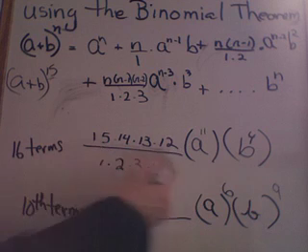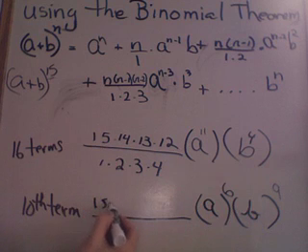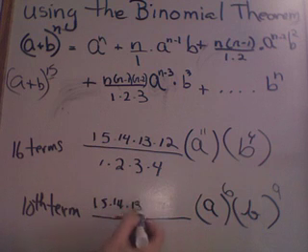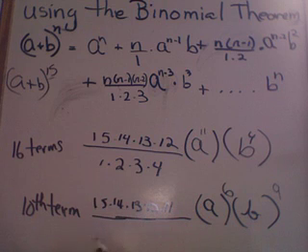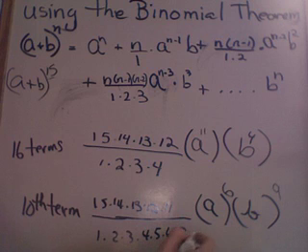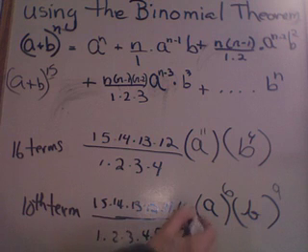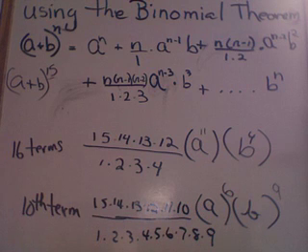What numbers am I going to write up here? 15 times 14 times 13 times 12 times 11. What am I going to write underneath here? 1 times 2 times 3 times 4 times 5 times 6 times 7 times 8 times 9. Oops, I need one more there. 10. Okay. So there's how to do it.